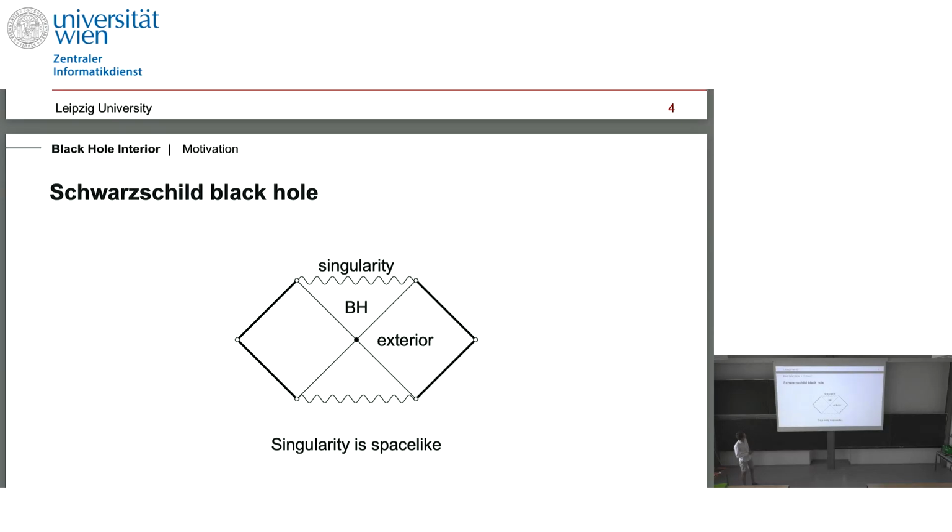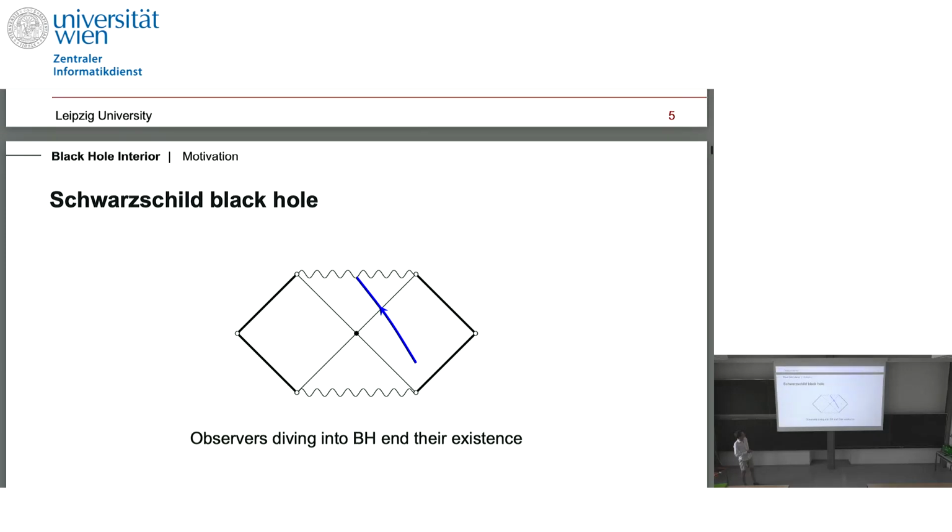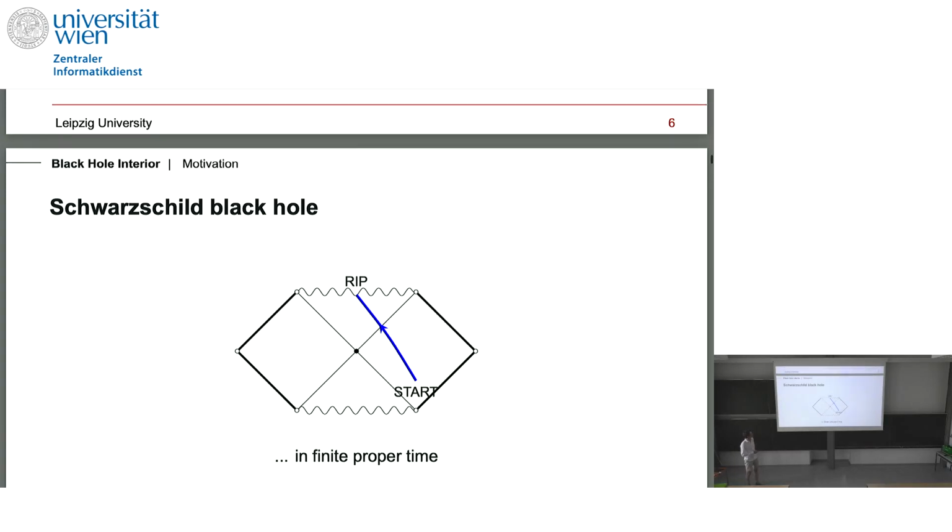Anyway, the Schwarzschild black hole, I assume in this audience, is generally known. It does have a singularity inside the black hole here, and it has another one inside the white hole, which is generally considered unphysical. Now, if you dive into the Schwarzschild black hole, then you will just die at the singularity, and there's not much to talk about, except that you could note that you reach it in finite time.